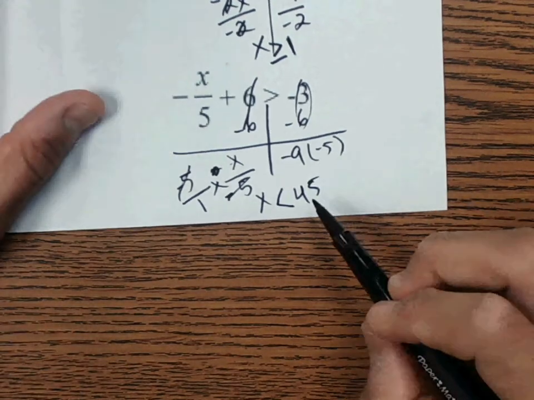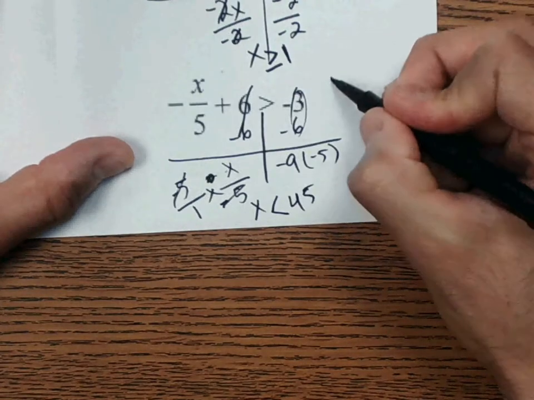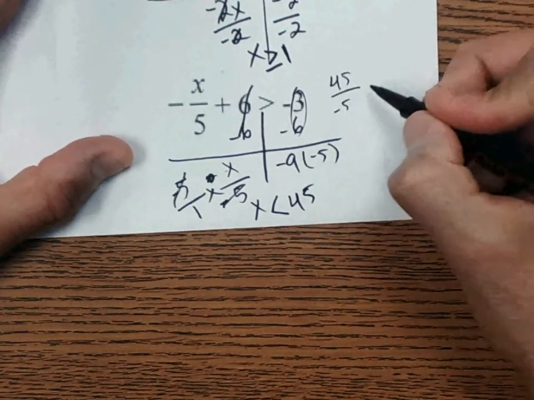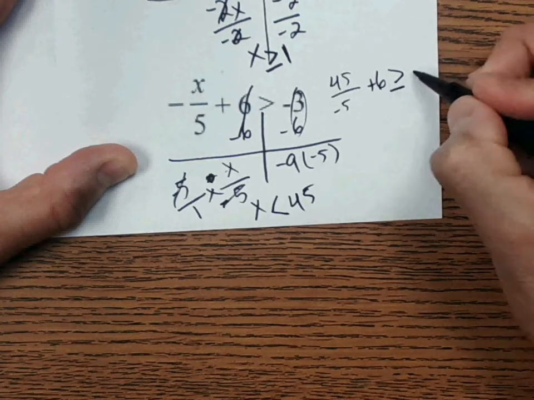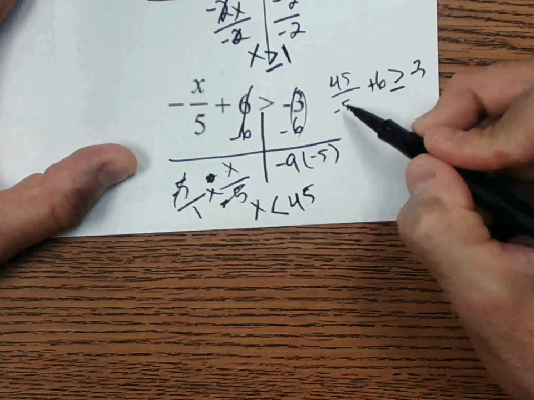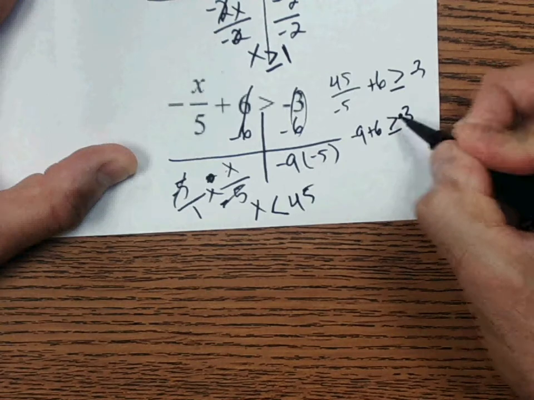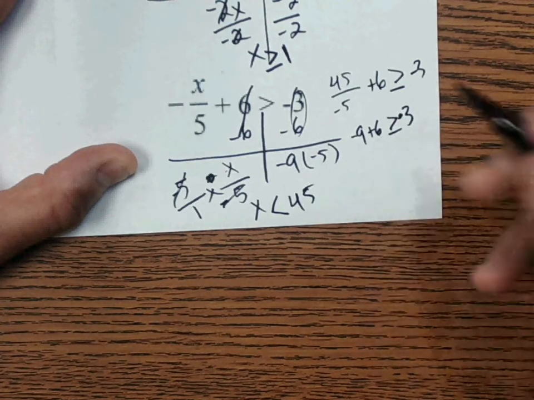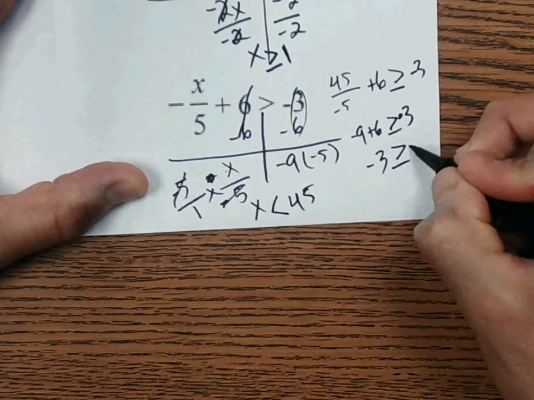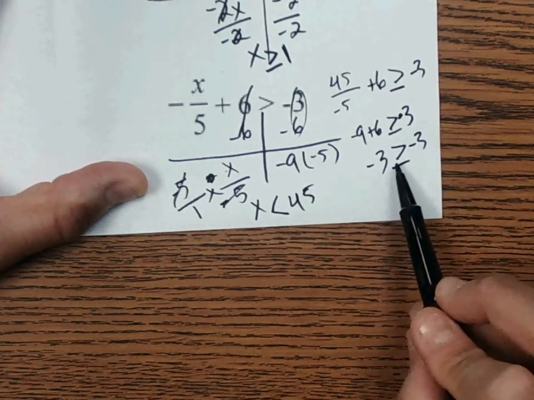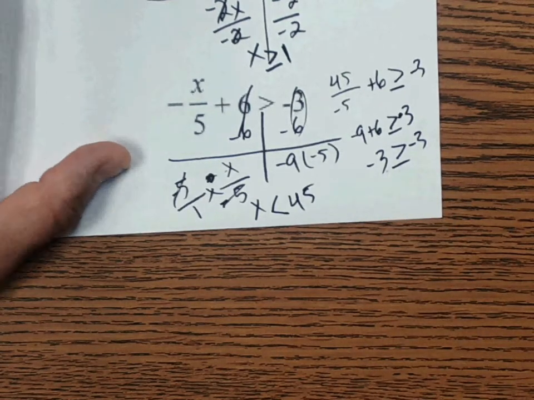Let's test our answer. Let's substitute 45 in for x and test our answer. So I got 45 divided by negative 5 plus 6 is greater than or equal to negative 3. Well, 45 divided by negative 5 is going to be negative 9. We add negative 9 plus 6. Well, that's going to give us negative 3. So this tells us negative 3 is greater than or equal to negative 3. And here it is, because these two are equal to each other. So that's another way of testing your work.